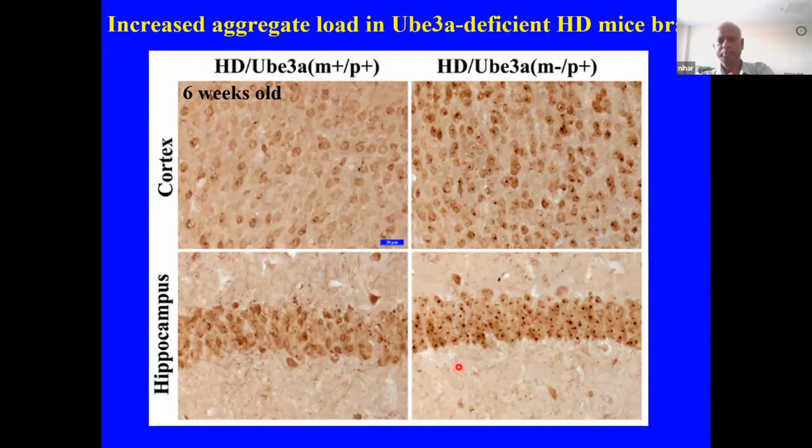I think this clearly confirms our in vitro cellular study that Ube3a selectively targets abnormal polyglutamine protein for clearance. And once you remove it from the neuron, the neuron ends up with a huge burden of these abnormal protein aggregates. I hope that's clear.